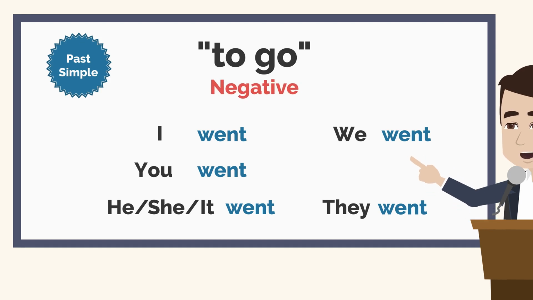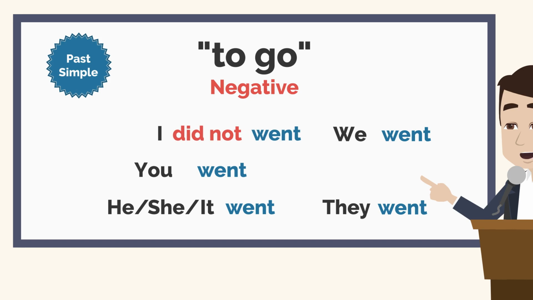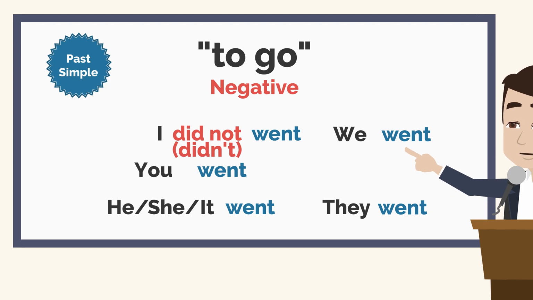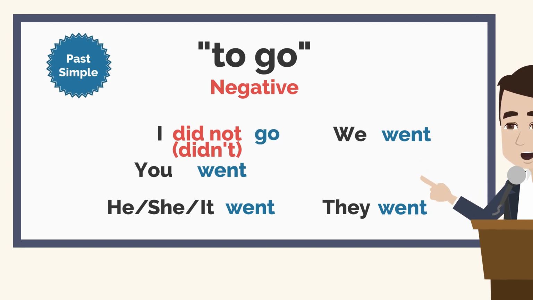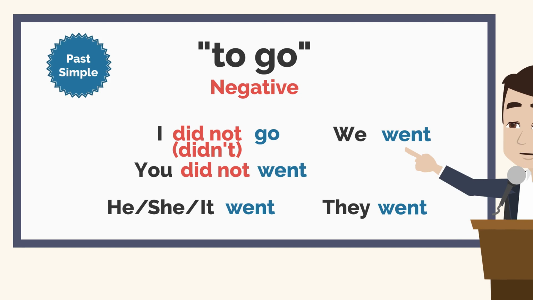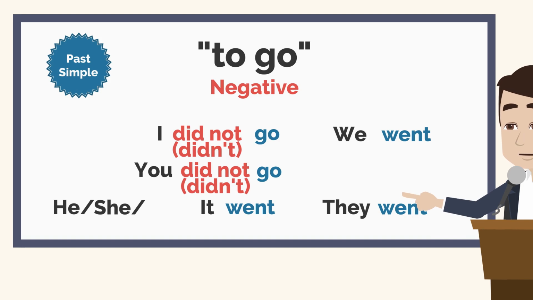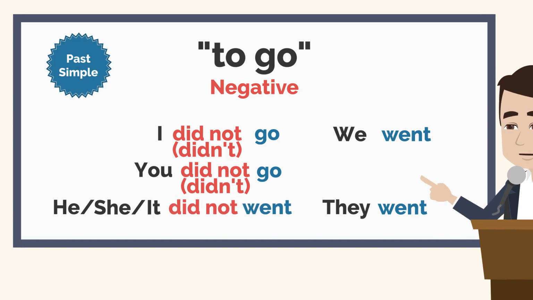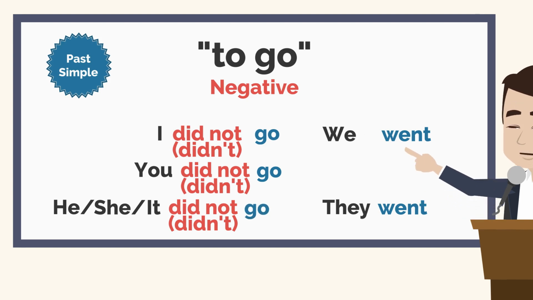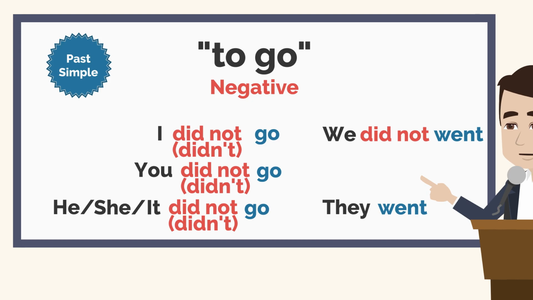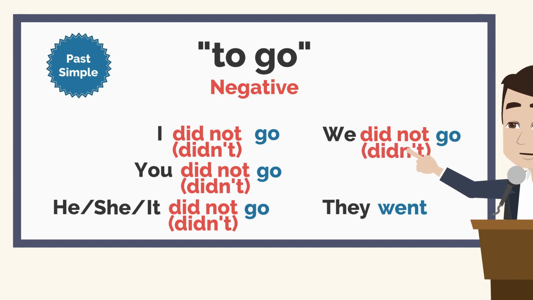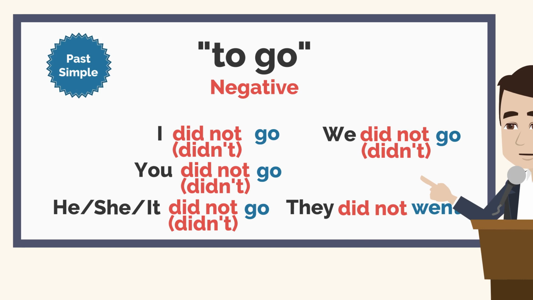The negative conjugation is I did not or didn't, if you want to use a contraction, go. You did not or didn't go. He, she, it did not or didn't go. We did not or didn't go. They did not or didn't go.